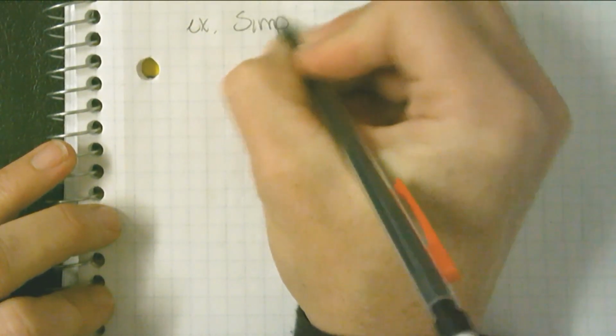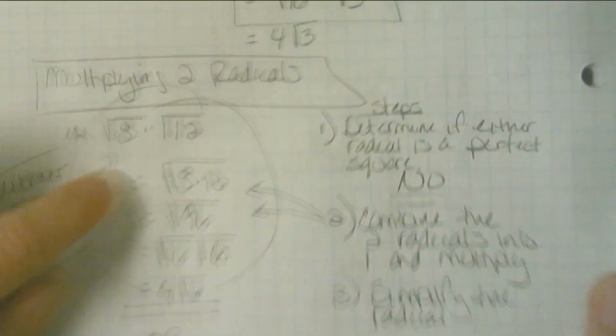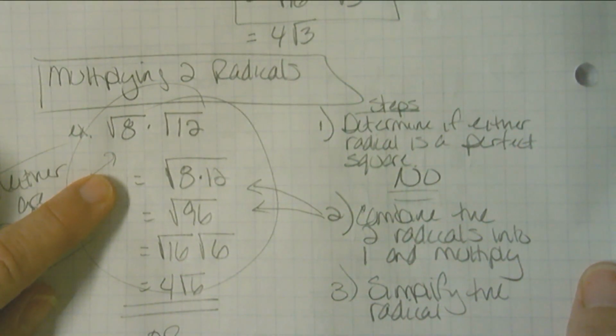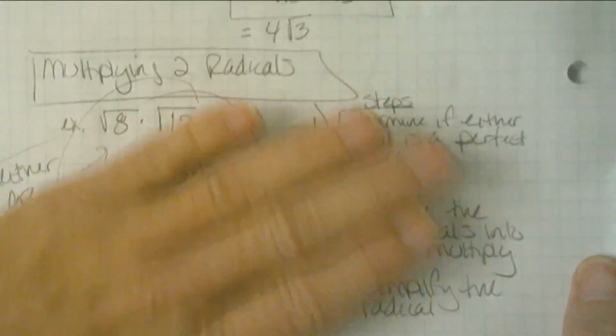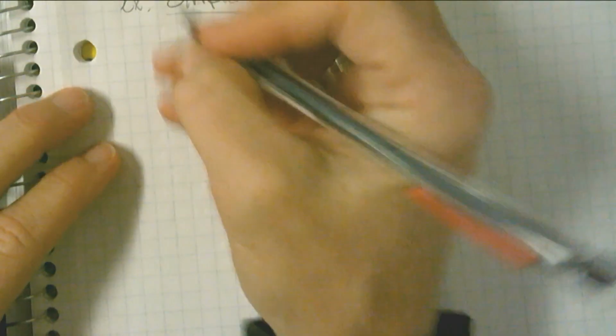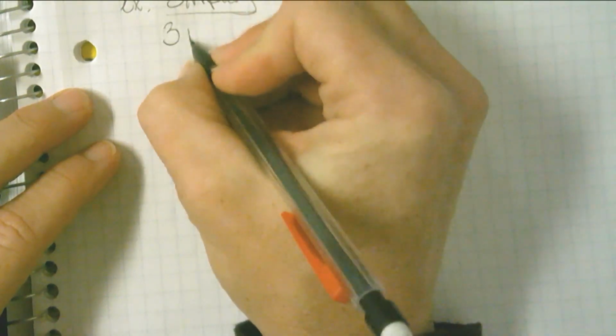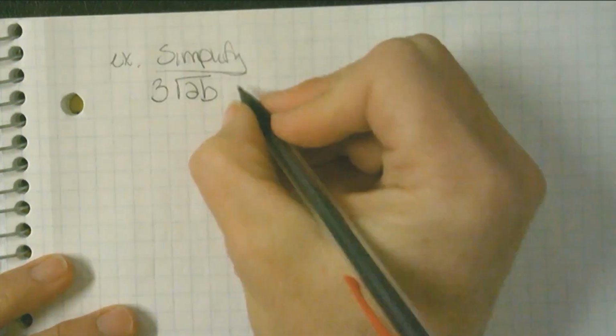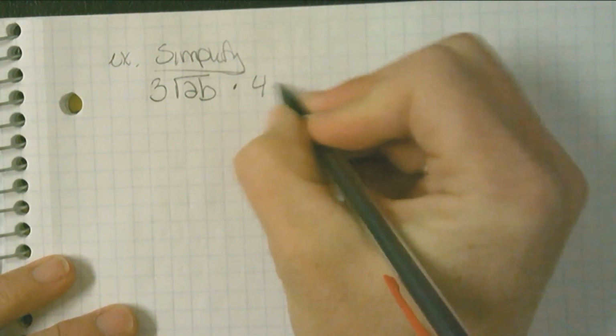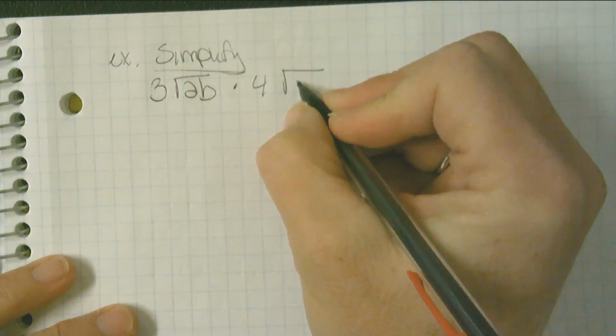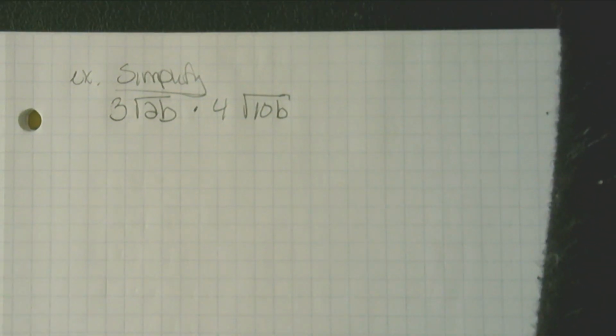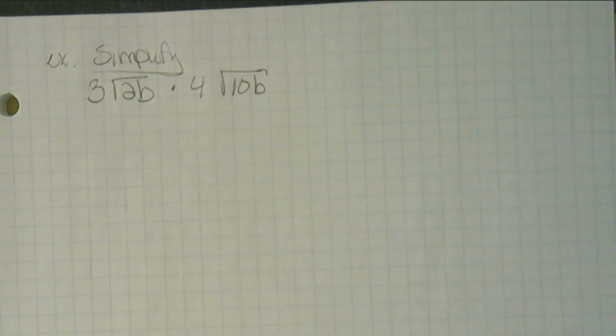I want you to simplify. Because this way that Jacob did may not work for all of them. This way will work for all of them every time. Can you see that? So I want you focusing on this process. Okay. So if I have 3 times the square root of 2b times 4 times the square root of 10b. So this right here is an example of what Jacob was talking about won't work.